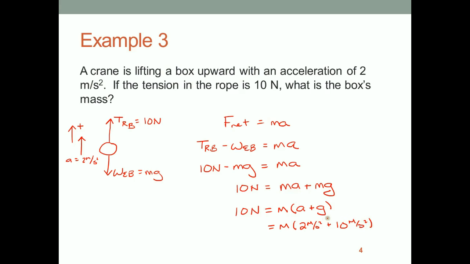The acceleration due to gravity is 10 meters per second squared. Now watch out. Do not plug that in as a negative number. You've already got the negative up here, right? G on its own is a positive number. Okay. So mass times 12 meters per second squared equals 10 newtons. And if you put that into your calculator, 10 divided by 12 is 0.83. So the mass equals 0.83 kilograms.